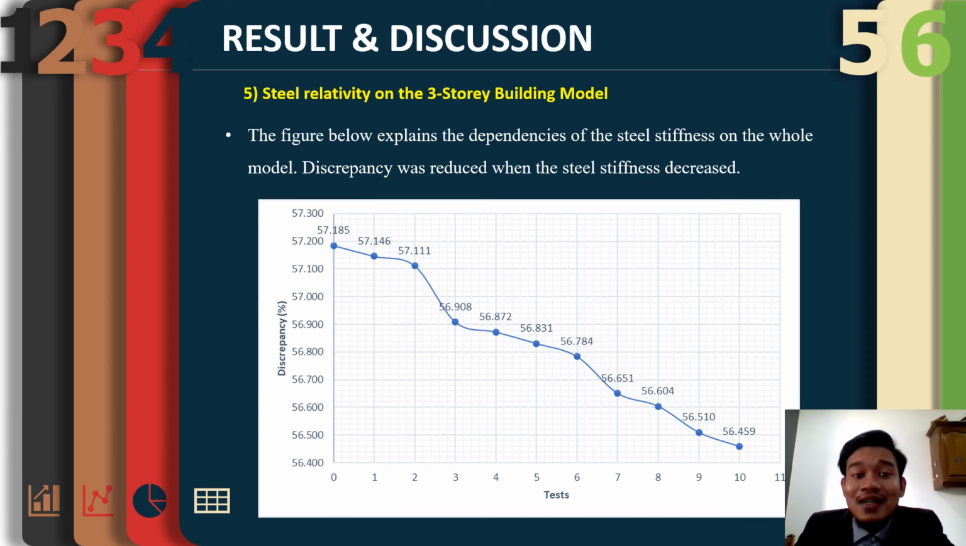The last result is to check the steel sensitivity on the 3-story building models, and this is only to portray the dependencies of steel stiffness on the whole model, and will not affect the final result. As we can see, the discrepancy was reduced when the steel stiffness was decreased throughout 10 tests, from 57.185% to 56.459%, and this was calculated by the Altium Solid, by using an adaptive method.